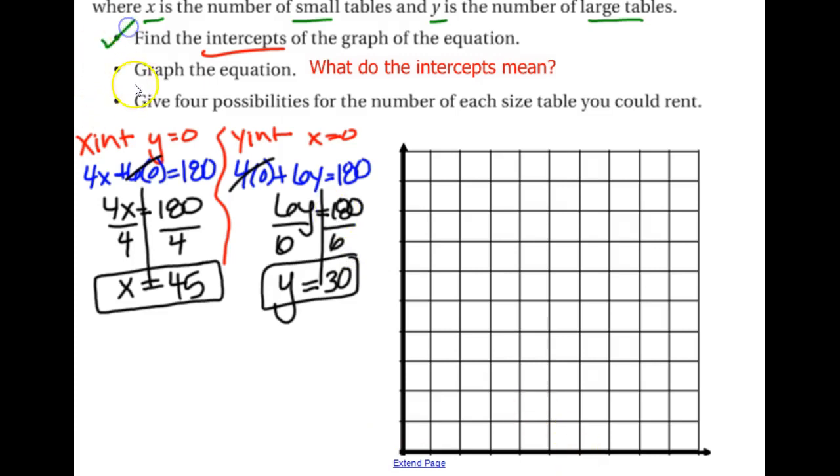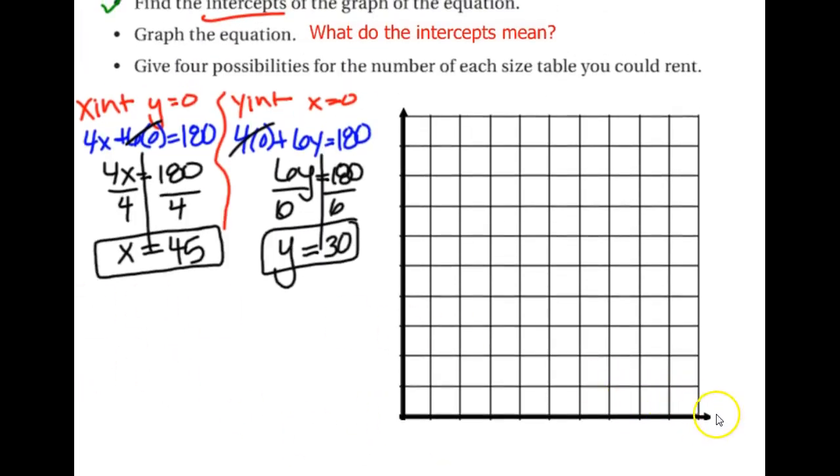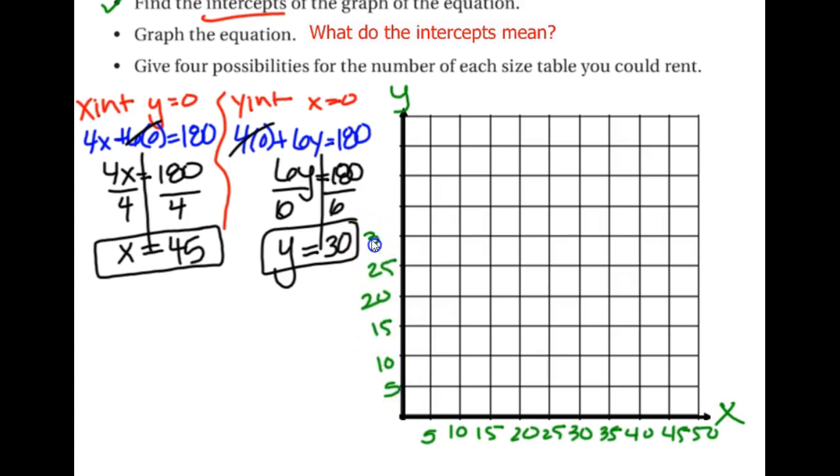So we need to next graph the equation. Well, when we graph this, we need our x and our y intercepts graphed on here. Well, y has to go to 30 and x has to go to 45, so we can't go by 1s. If we go by 10s, that won't take up very much of the graph, so instead I'm going to go by 5s. And then on the y-axis, same thing. And then I'm going to plot my points.